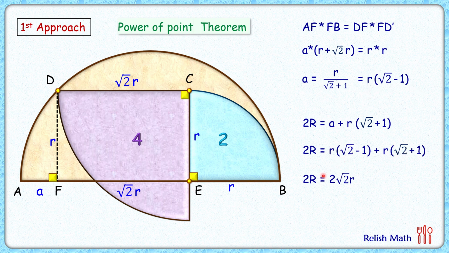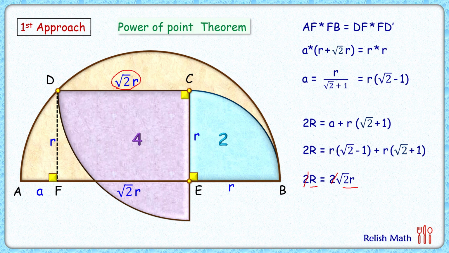Now adding it and simplifying it, we'll get 2R is 2 times root 2 r. So here 2 will get cancelled, and we are getting R as root 2 r. The radius of the big semicircle is root 2 r, and root 2 r is the radius of this purple quadrant.